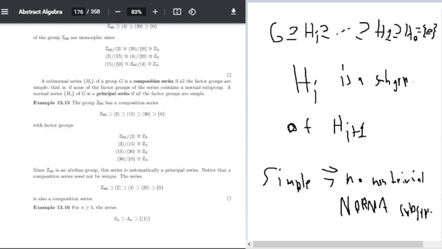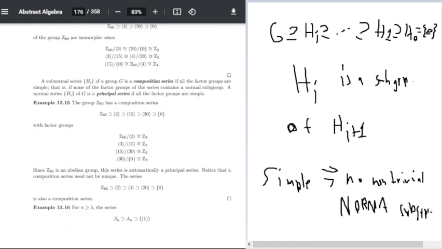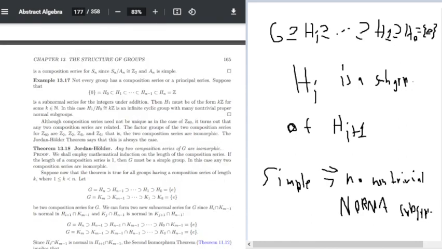Let me also double check something. If the factor groups are simple, and it's principal, yeah. Wait, if all the factor groups are simple, a normal series. If all factor groups are simple, why are they called two different things? I feel like, is this a mistake in the textbook? A subnormal series H sub i of a group G is a composition series. Oh, so it's the difference between normal and subnormal. If it's subnormal, it's composition. If it's normal, it's principal. Okay.